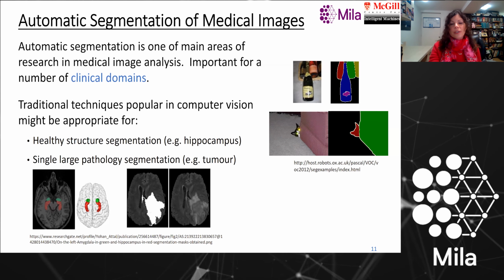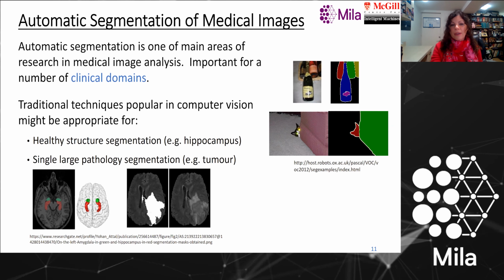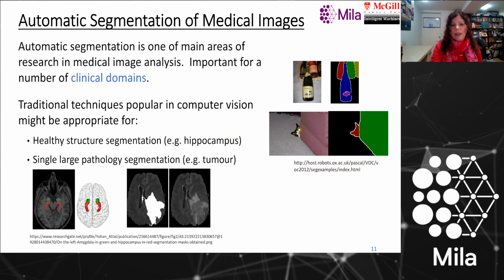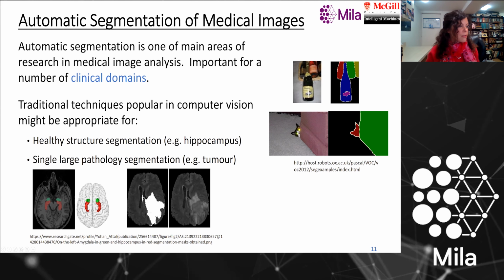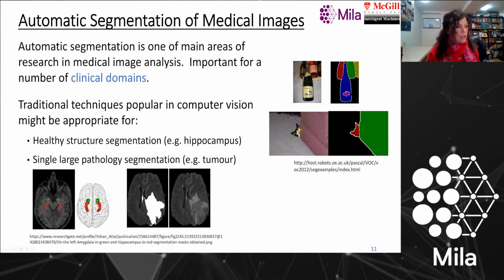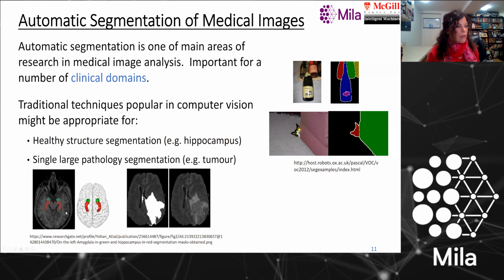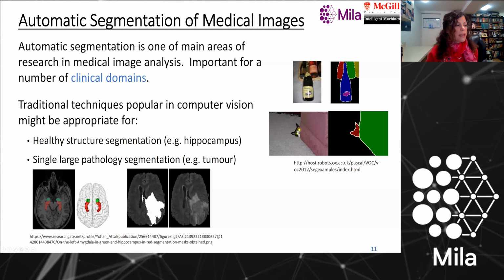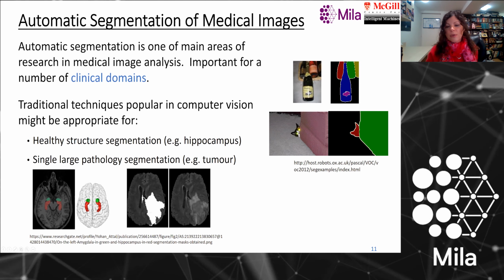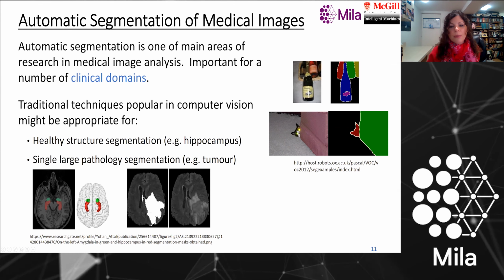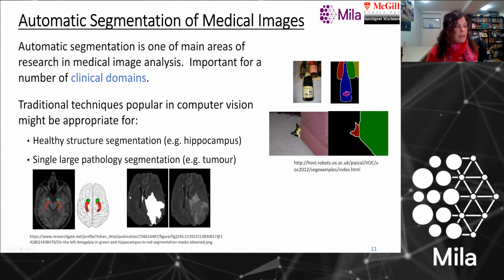And so these techniques that are popular in computer vision may be applicable to things like healthy structure segmentation in medical imaging. For example, here you can see segmentation of the ventricles in the brain, which might be important, or the hippocampus and so on. This might be doable. We have a specific region of interest that we're looking at, and then we basically can use things like shape and other priors to help us.